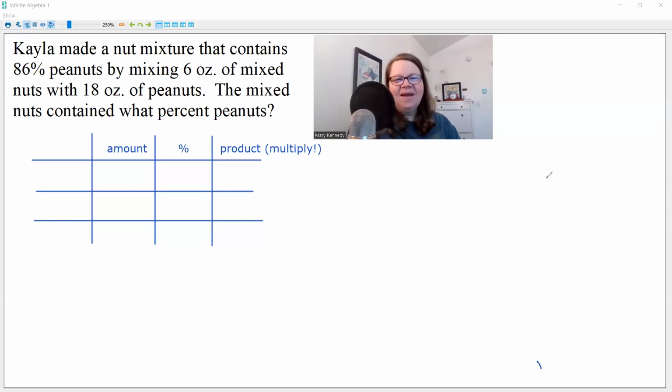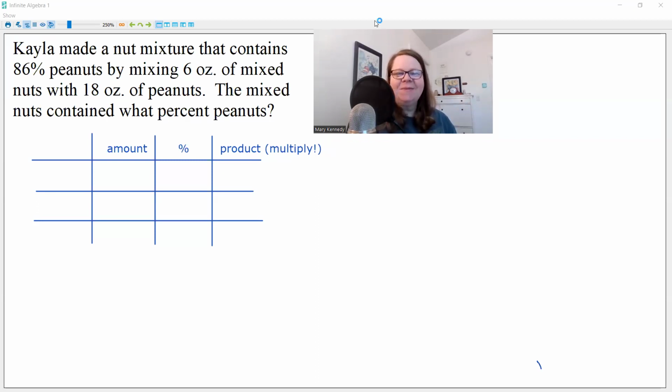All right, let's take a look at another mixture problem. I think this one has some unique things that make it a little more challenging. So let's take a look.